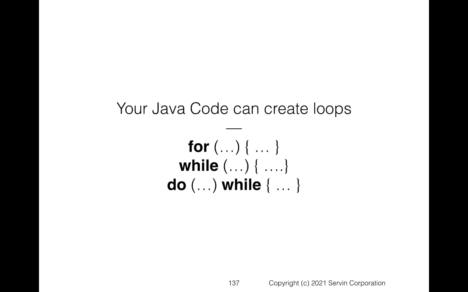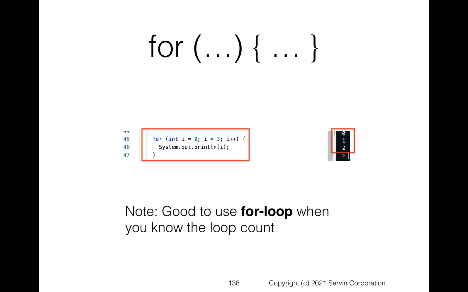Your Java code can also create loops, and there are 3 ways we can do this. There's the for, the while, and the do while. So let's start with the for. This is probably one of the most frequently used ones. It's good when you know the number of times you want to go through something. So in this case, for i equals 0, i less than 3. So we know we want to go through it 0, 1, and 2. And if you know that count, then the for loop is a good one to use because you know how many times, and the for loop can do it that many times. In this case, at line 46, we're just displaying the value of the integer.